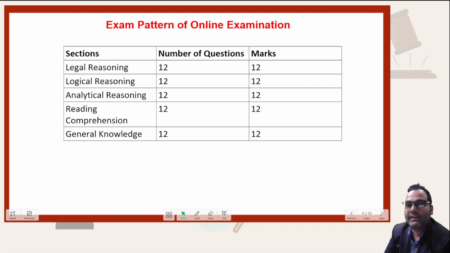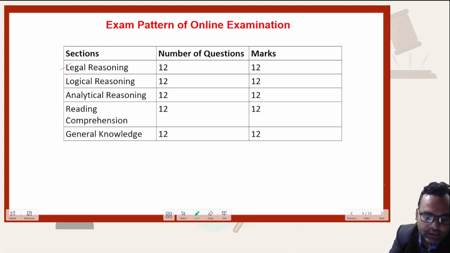Now, if you look at the exam pattern of the online examination, the 60 questions are divided into 5 sections. These are legal reasoning, logical reasoning, analytical reasoning, reading comprehension, and general knowledge. The number of questions asked is equally distributed among these 5 sections. So there are 12 questions in each section, and each question carries equal marks.